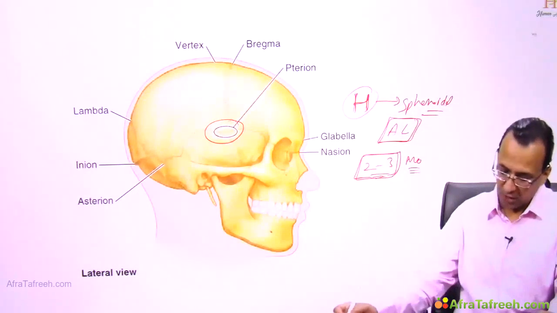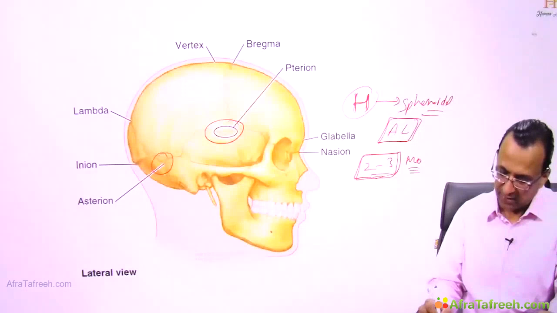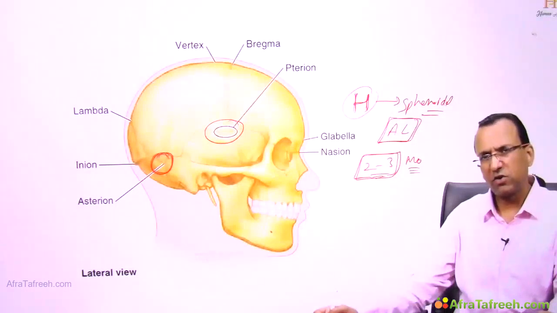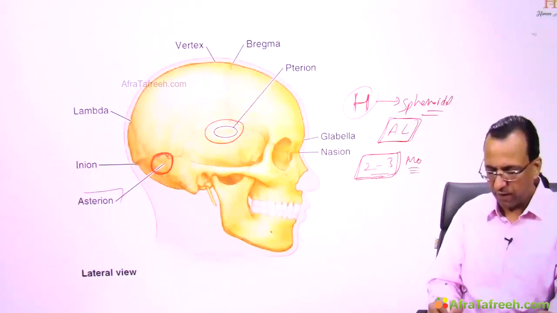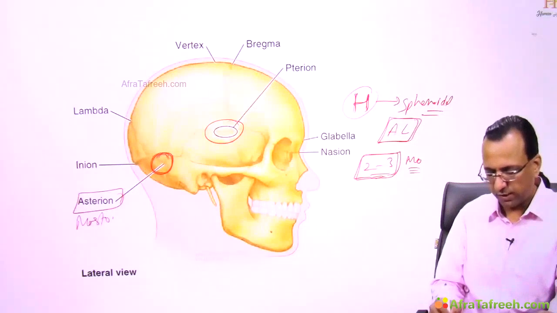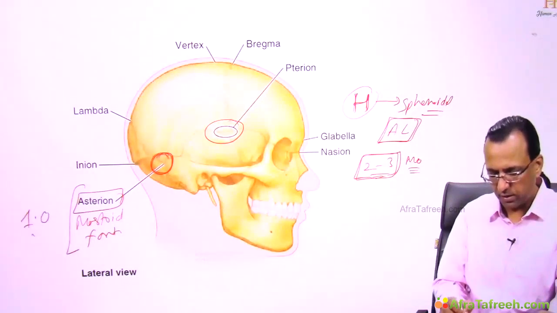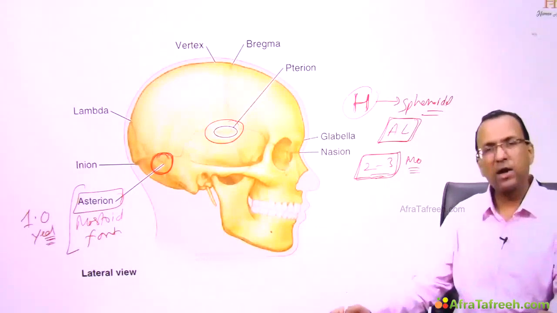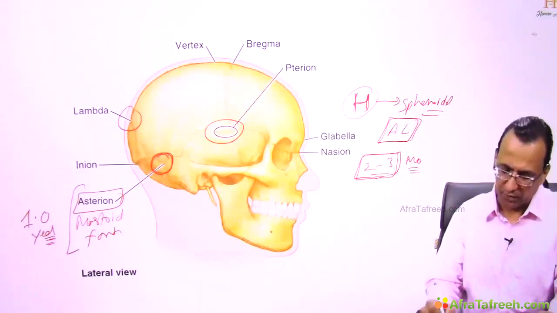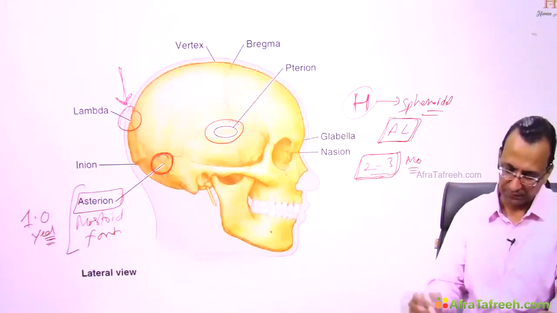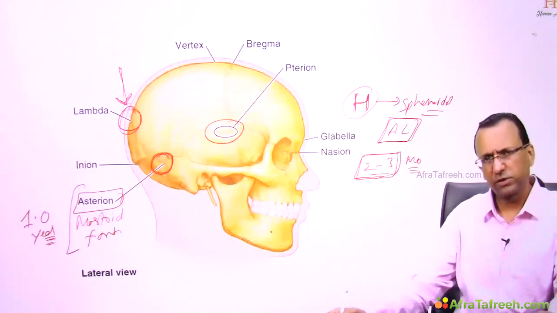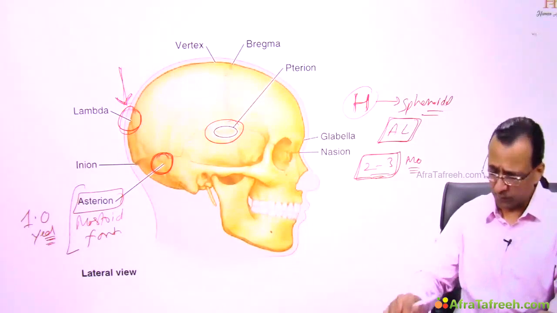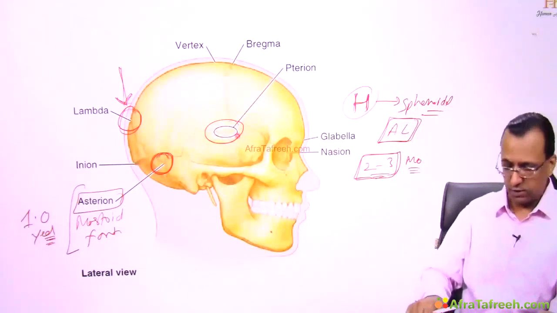You remember? Then what was the fontanelle at the asterion? Don't you know? Mastoid fontanelle. And the mastoid fontanelle closes at 1 year. And when was the posterior fontanelle closing? At the lambda. Posterior fontanelle closes at the same time as the pterion fontanelle.